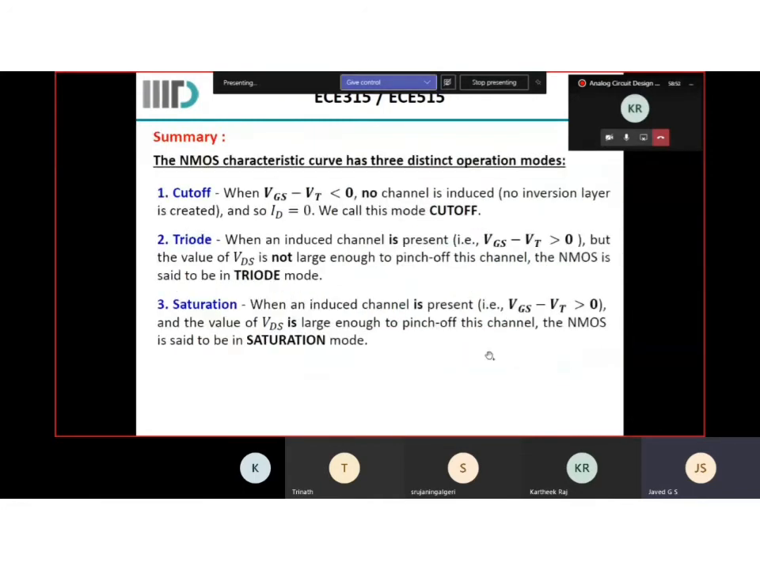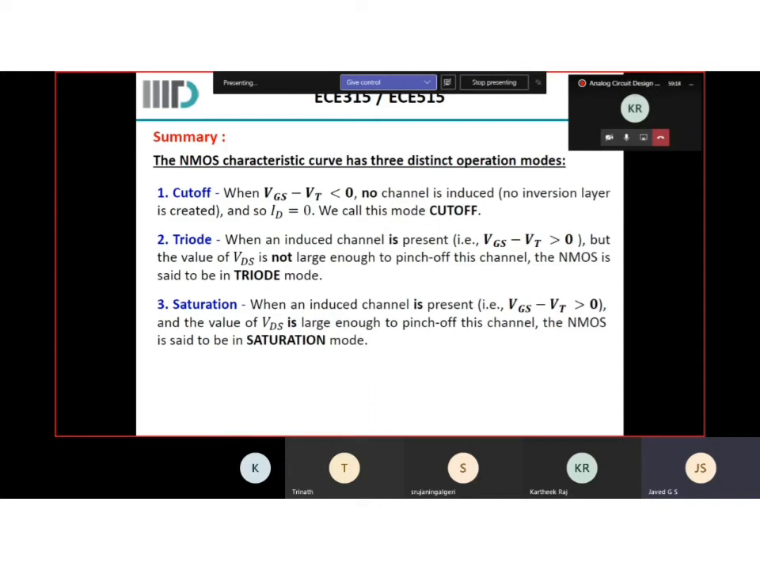So let us quickly summarize this one, and we will see what are the regions that we are looking at. The cutoff region is defined as when VGS minus VT is less than 0. That is, no channel is induced and no inversion layer is created. You cannot call this a negative channel, but in effect it is going to be similar. So ID is also 0.